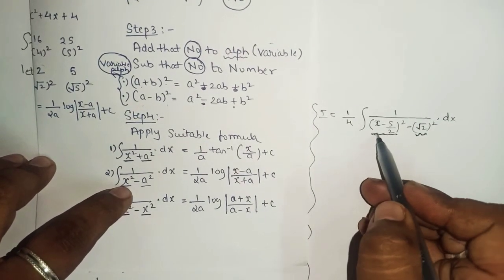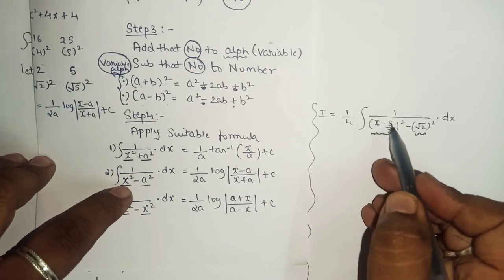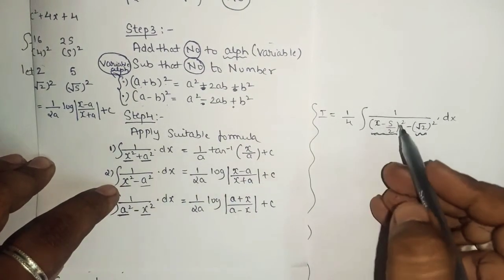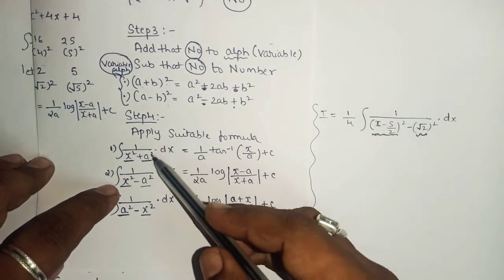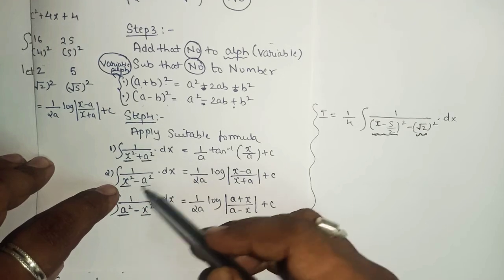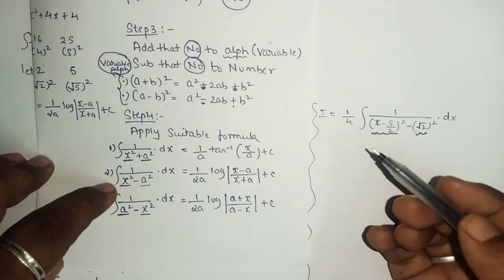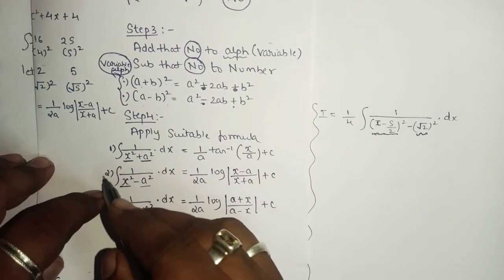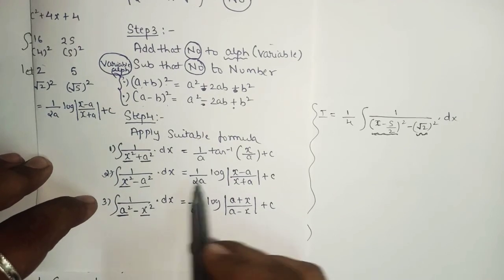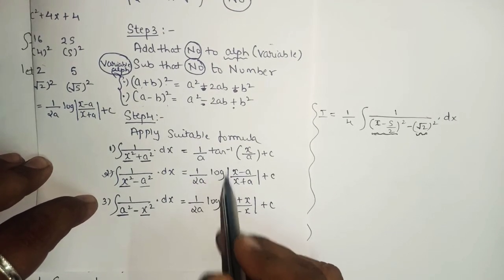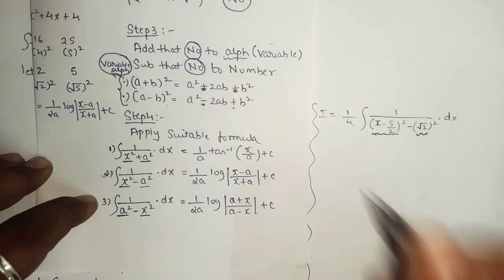As your first term, as minus 5 upon 2 is with x, we'll consider this whole section as x, minus, and root 2 is what? A number. As I told, a is known as a number here, so a, and here we have minus, so we come to the conclusion that for this sum we have to apply formula number 2. So what is formula number 2? 1 upon x square minus a square is what? 1 upon 2a log mod x minus a upon x plus a plus c.